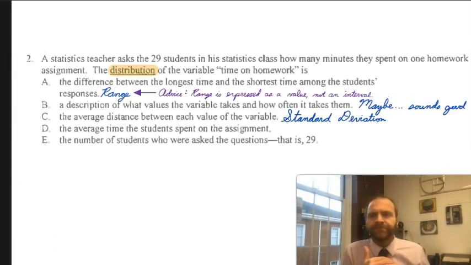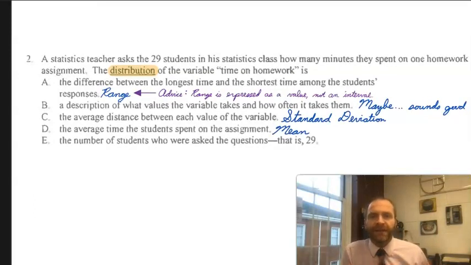So I have C, the average distance between each value of the variable. That is standard deviation. That is the average distance between each value of the variable. That's kind of variance. It's variability. It's standard deviation. So that's not it, but it's still a good statistical term to understand. D, the average time the student spends on the assignment. Well, that's just the mean, the average amount of time you would expect someone to spend on it. So that's the mean, the average.